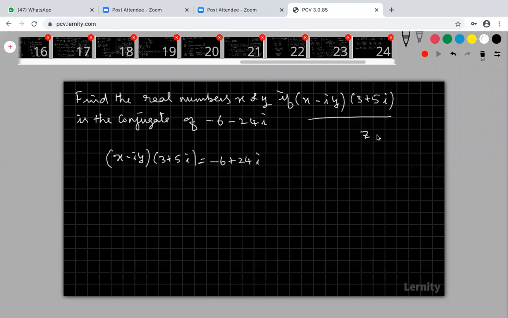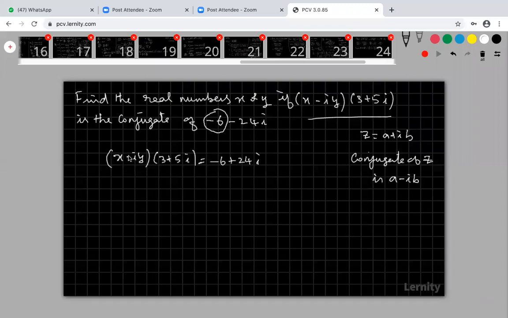If z is equal to a plus ib, what is my conjugate? Conjugate is nothing but the image of the complex number. Conjugate of z is a minus ib. So the conjugate of this number: you don't change anything in the real part, only the sign changes in the imaginary part. Minus 24 means plus 24 is my conjugate.